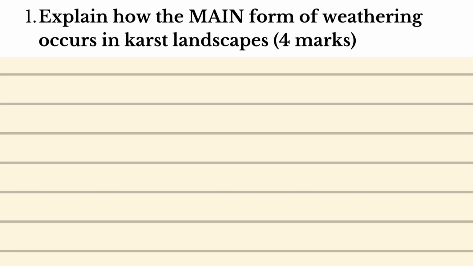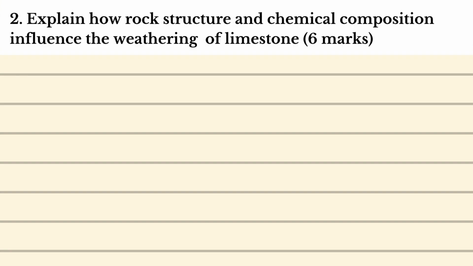The main thing you need to point out is that water combined with carbon dioxide creates carbonic acid, which then reacts with the calcium carbonate in the limestone to form calcium bicarbonate. And the calcium bicarbonate can then be dissolved by water. All right, and as long as you make that clear, you will be able to get your 4 marks.